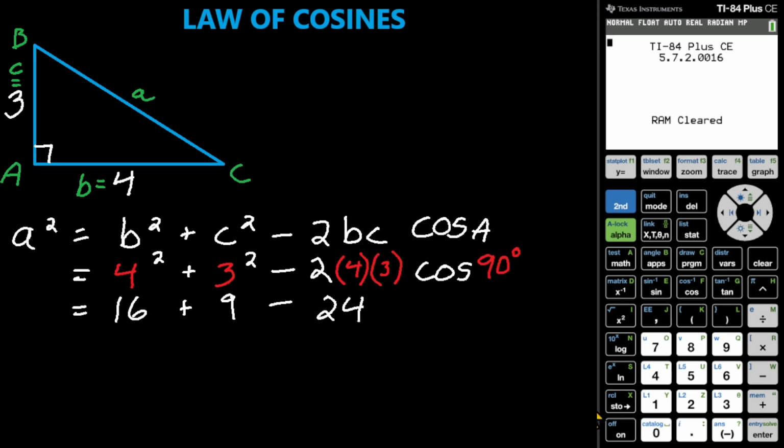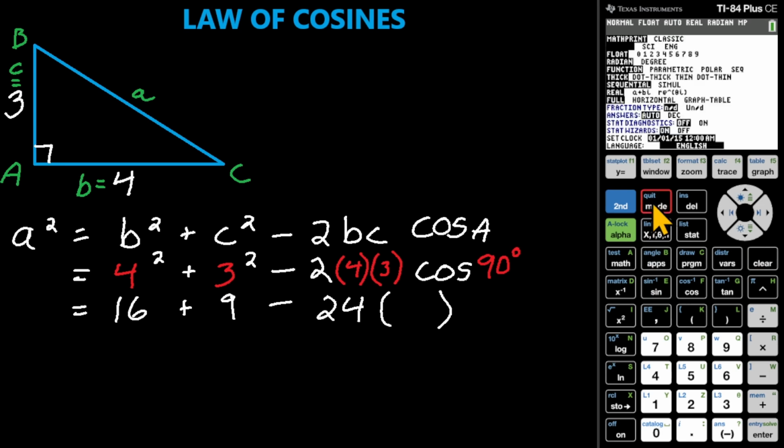4 squared is 16, plus 3 squared is 9, minus 2 times 4 times 3 is 24, times the cosine of 90 degrees. Now for the cosine of 90 degrees, before I even do anything on the calculator, I need to first make sure that I'm in degree mode and not radian. So first click on mode. And then I see here on the third line, this is set to radian, so that needs to be degrees or I'll get the wrong answer. So I come down 2 with the arrows, 1 to the right, push enter, and now my calculator is set up for degrees. To exit the mode, I push second and quit.